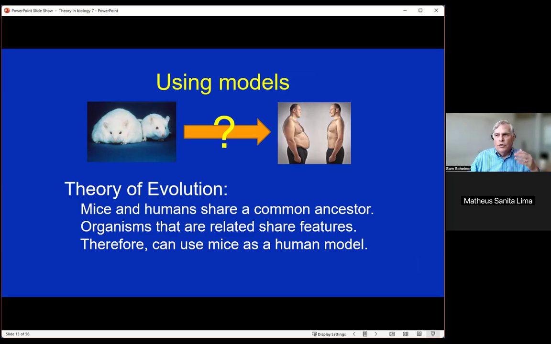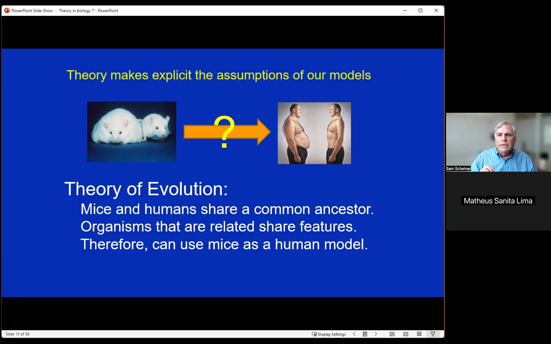So like if you're using fish as your model instead of mice, well, fish are more distantly related to humans than mice are, because mice and humans are both mammals. And again, that might then constrain the kinds of inferences you're going to make. So theory makes explicit those background assumptions.